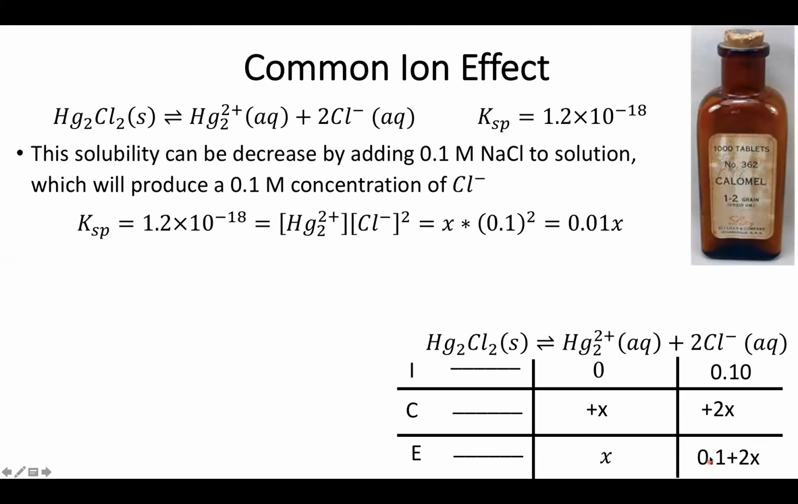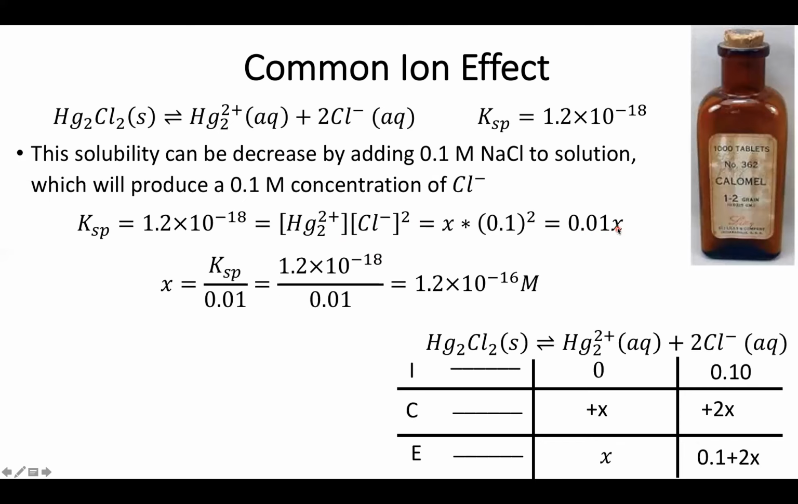So then I can plug this into our equilibrium constant. So mercury is just going to be X, chloride is just going to be 0.1 molar. So it turns out that my KSP would then be equal to 0.001 times my solubility. So I can then solve for X and thus the solubility by just dividing KSP by that 0.001. Which turns out that this drops my solubility to 1.2 times 10 to the negative 16th molar. So that's quite a low solubility.